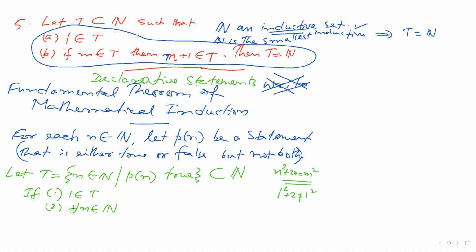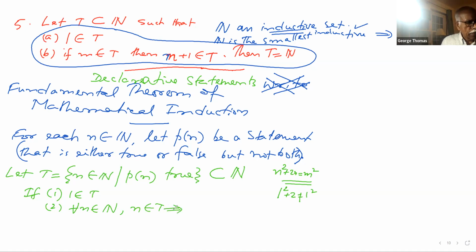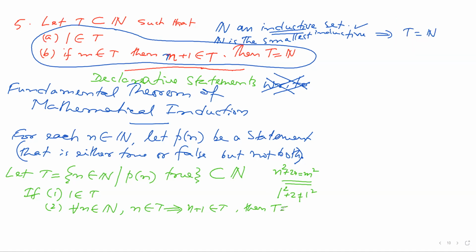Yes, sir. n contained in T implies n plus 1 contained in T. Then what does the Peano axiom say? Then T equals N. We are getting closer. This is the fundamental theorem of mathematical induction.